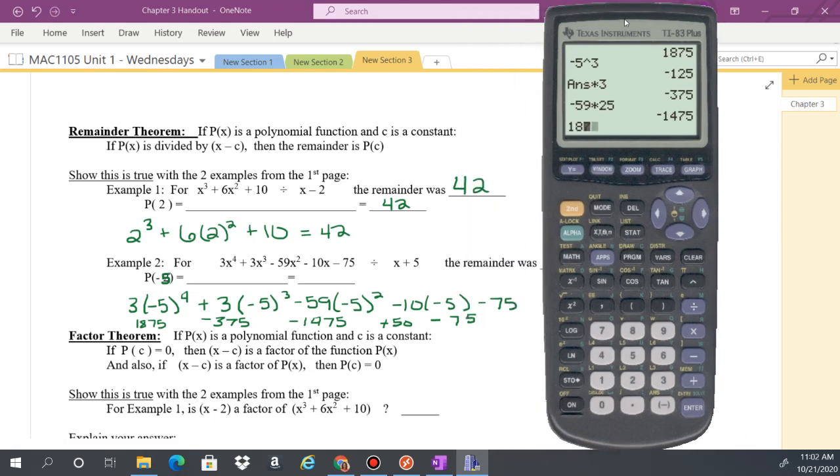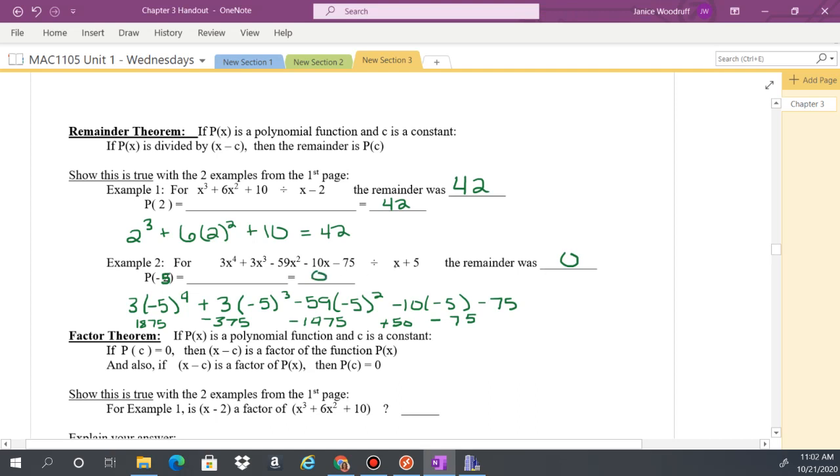So 1875 minus 375 minus 1475 plus 50 minus 75, and I get 0. So the remainder theorem tells us that if we divide and get 0, if I plug that number in, then I should also get 0 when I work the equation out.